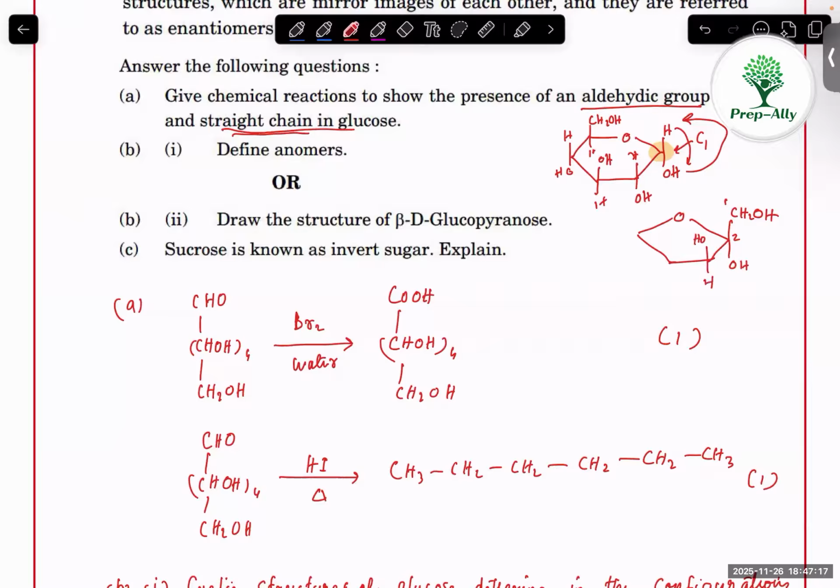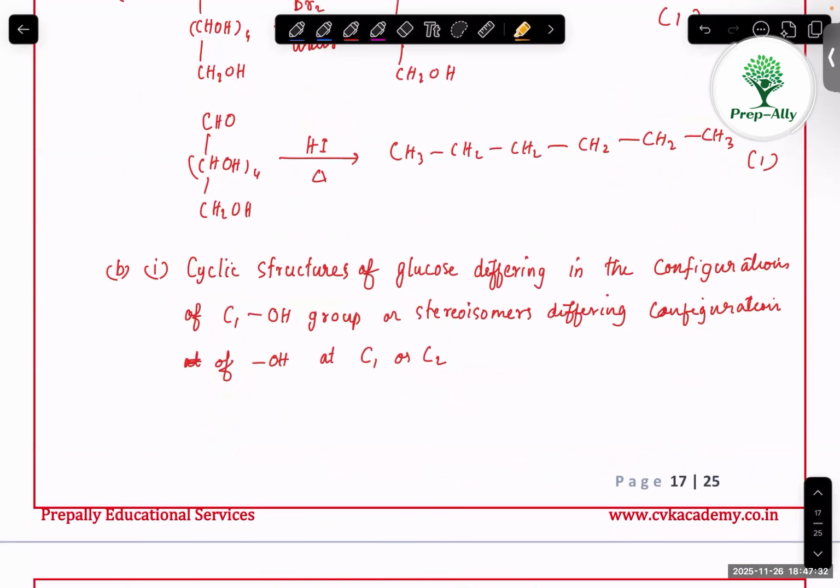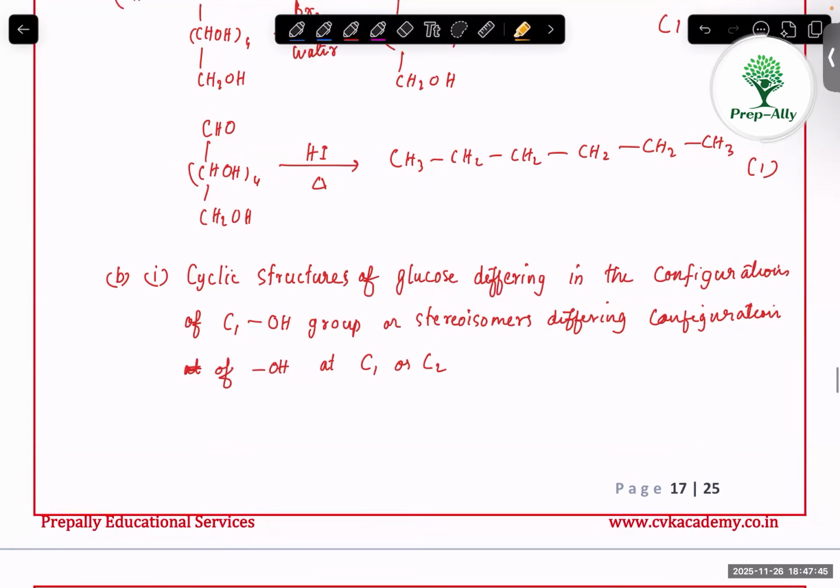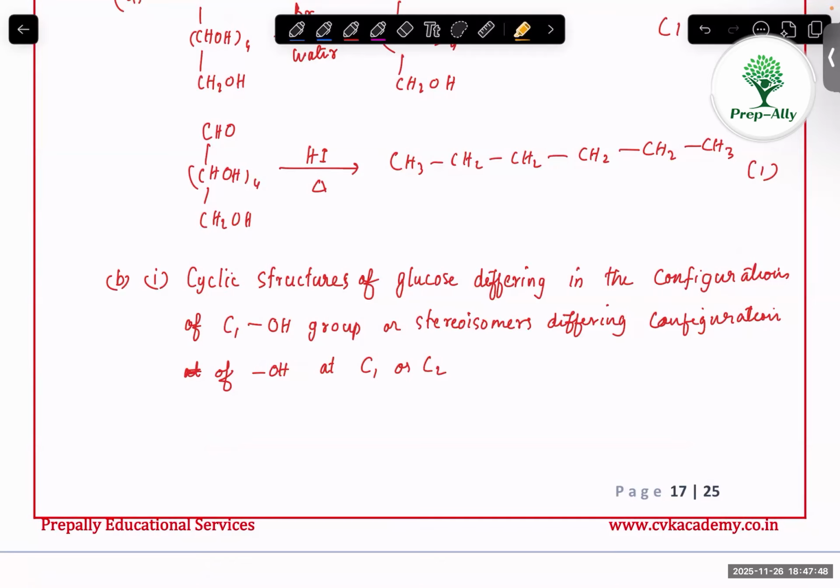OH, H, OH, H, CH2OH. So in the case of fructose also, this carbon C2 is the anomeric carbon. So for anomers, you can write any one: cyclic structures of glucose differing in the configuration at the C1 OH group, or cyclic structures of fructose differing in the configuration at the C2 CH2OH group, as stereoisomers differing in configuration. Both are correct. Simply remember that they are stereoisomers differing in the configuration at C1 or C2. So that is the answer here.